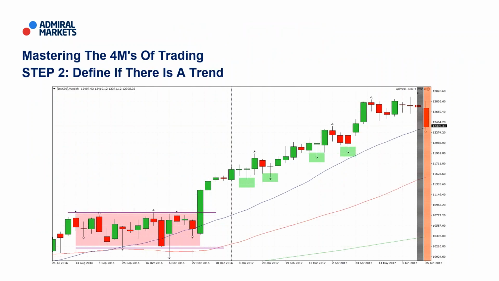Step 2, define if there's a trend. I keep saying this every week. A good trend leaps off the chart at you. If you're not sure if there's a trend in place, I'll tell you, there isn't a trend in place. Keep it simple. Understand the market environment, that second M. Is the market consolidating or is it in a nice uptrend? That's it. As I said, it'll leap off the chart at you.